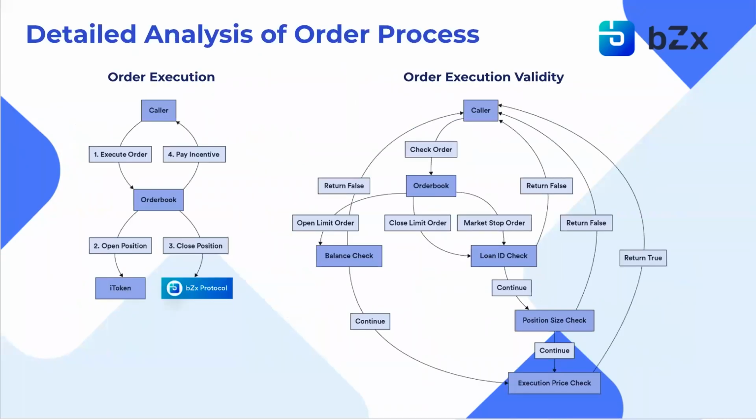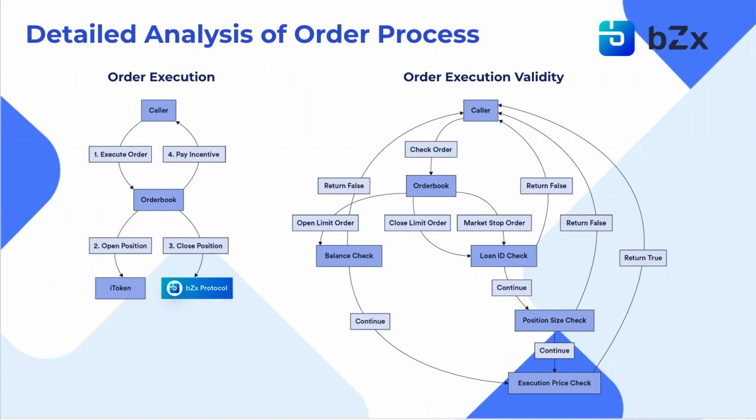So this is a detailed analysis of the order process. We will start off on the left side, which is order execution. The execute order function passes parameters on which order to execute, and these parameters are based on the trader's address and the order ID for the trader. The next step is price checks are done to ensure the order is valid. And then it will call open position if the order is a limit open order. If it is not a limit open order, it will do close position, which is for close limit orders and market stop. If the order execution is successful, an incentive is paid out to the caller.